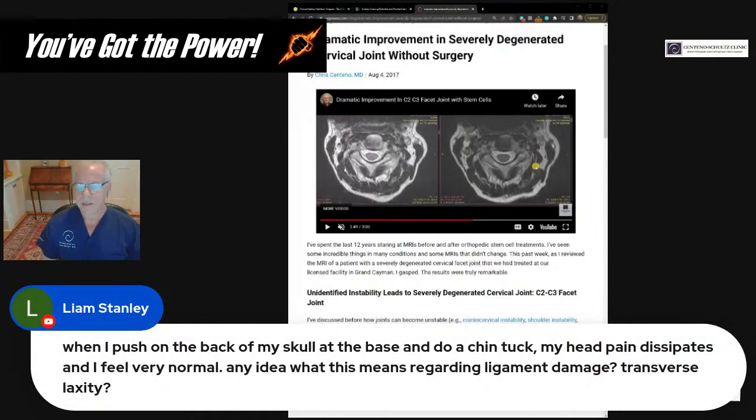Liam, when I push the back of my skull at the base and I do a chin tuck, my head pain dissipates and I feel very normal. Any idea what this means? Yeah, so Liam, that's interesting. So if you're directly in the middle, one of the things that you could be doing is to help the rectus capitis posterior minor.